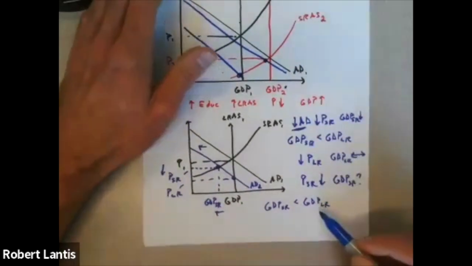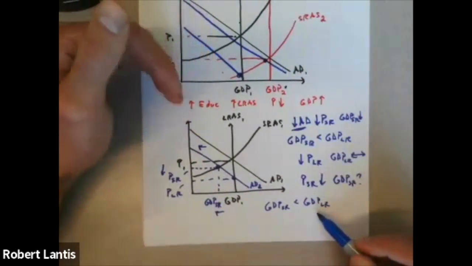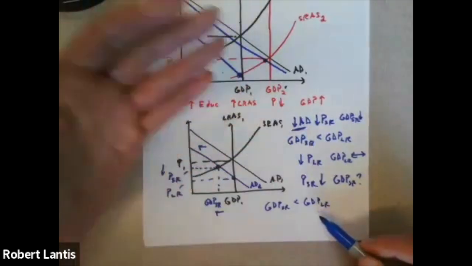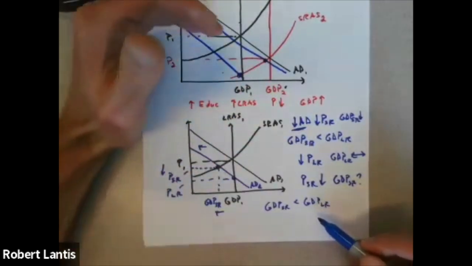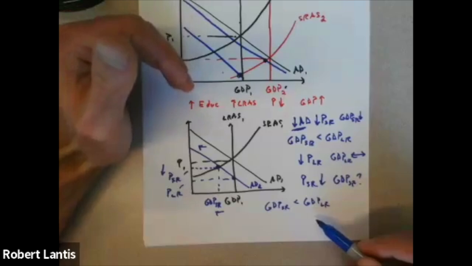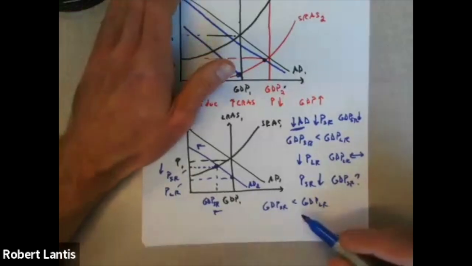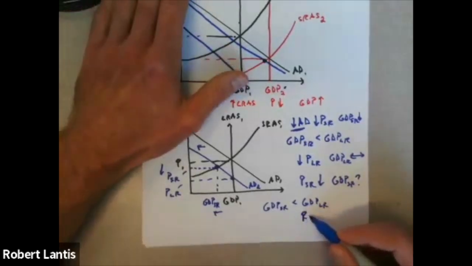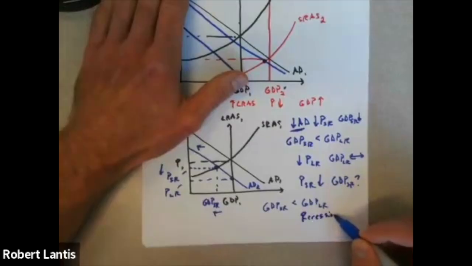So I know that my short run GDP will always be less than my long run GDP, and it doesn't matter the size of these shifts. It just matters that aggregate demand is going down. In which case, if my current GDP is too low, we would have a recessionary, or we'd say a deflationary gap.